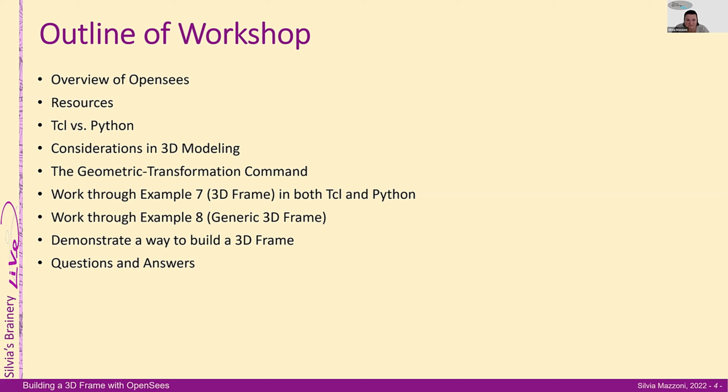Then we're going to work through example 7 and 8 from the user manual because those are great examples. I'm going to show them both in Tcl and in Python. And then at the end, I'm going to demonstrate a way of building a 3D frame. The one in example 8 is generic, so it's a very simple script. But since in Tcl or Python you can write functions and loop through and program your input files, maybe it's time to start thinking, before you build a model, about how you want to move forward so that you can develop some code that you can use again and again. And then we'll have some questions and answers.